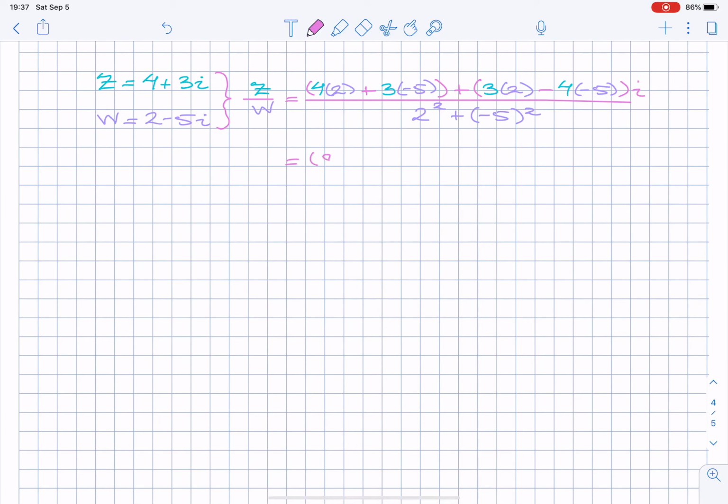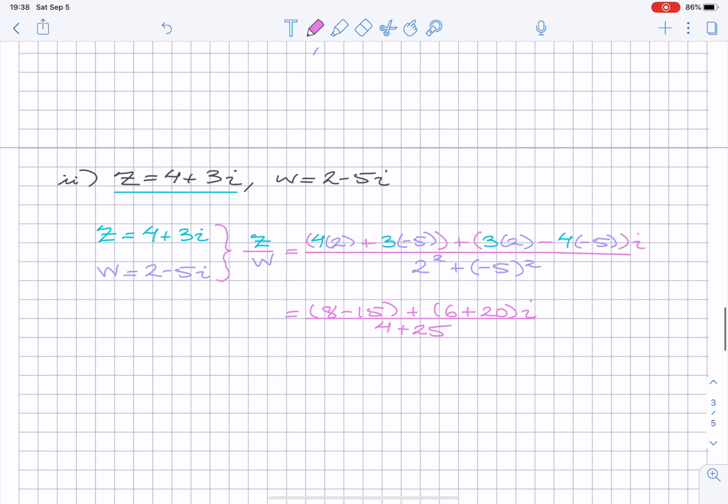4 times 2 is 8. 3 times a negative 5 is minus 15. Plus a quantity, 3 times 2 is 6. Now minus 4 times minus 5 is positive 20. Times I, all over 4 plus 25. Yeah, I did it all in pink.